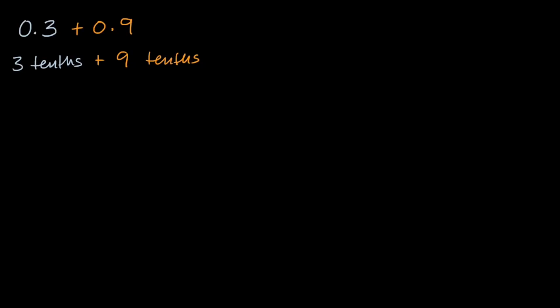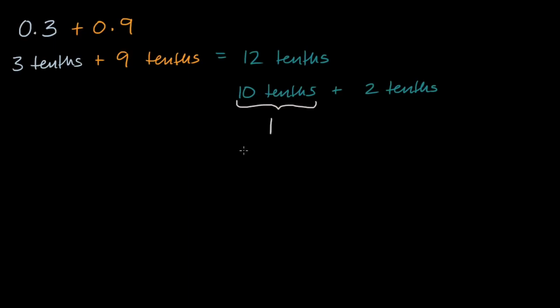3 plus 9 is 12. So we could say this is going to be equal to 12 tenths. Now, this one might be a little bit counterintuitive. 12 tenths. What does that mean? Well, one way to think about it, this is 10 tenths plus 2 tenths. And what are 10 tenths? Well, if I have 10 tenths, this right over here is 1 whole. So that is going to be 1. So we have 1 and 2 tenths.